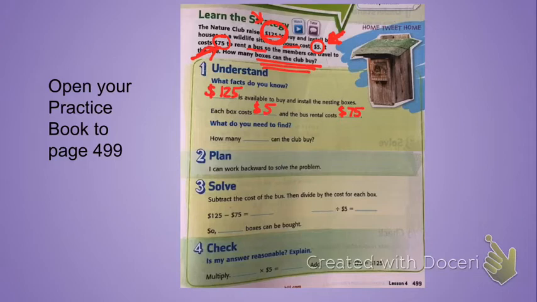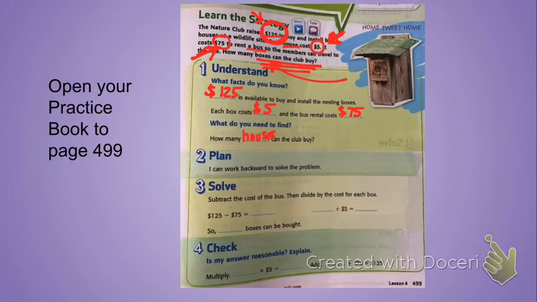So how many can the club buy? What is our goal? We want to know how many boxes, how many birdhouses, right? How many birdhouses? I guess I shouldn't use a capital there. How many houses can the club buy? That's really what we're looking at. So let's plan this problem backwards. So let's think about it.